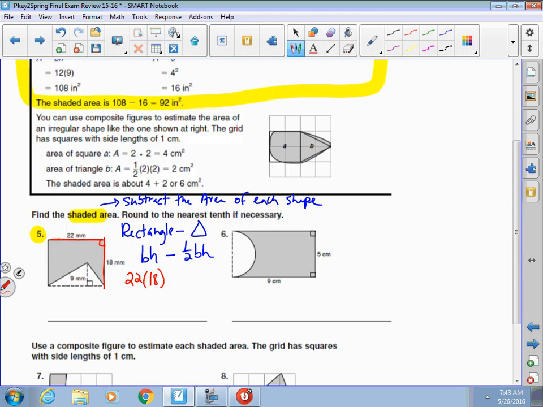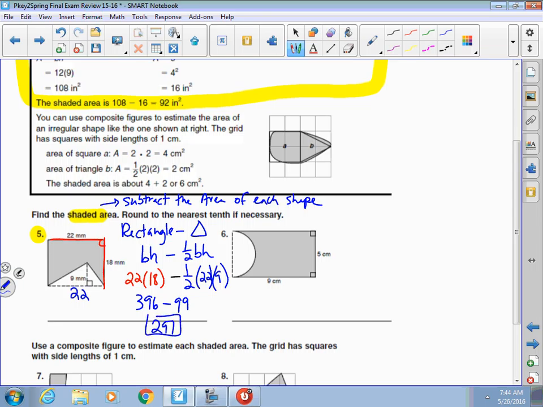22 times 18. Then we need to subtract it from 1/2 the base times the height. Well, if it's 22 in a rectangle, opposite sides are congruent. So now I see that my base of my triangle is also 22, and the height is 9. Alright, so now we're just going to work that out. We get 396 minus 99, I believe. Yeah. So our answer is 297.